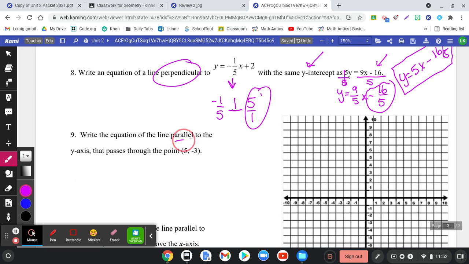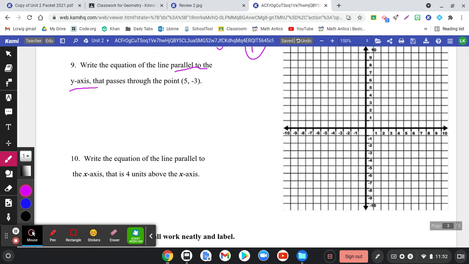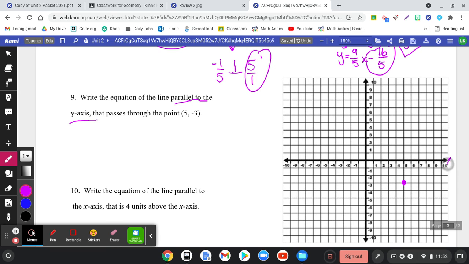All right, parallel to the y-axis that passes through the point 5, negative 3. Well, let's plot 5, negative 3 first. Parallel to the y-axis. Well, this is your x. This is your y. So parallel to the y means it's never going to cross the y. It's just going to run straight up and down. That means it's only hitting the x-axis. There's no y in the equation.